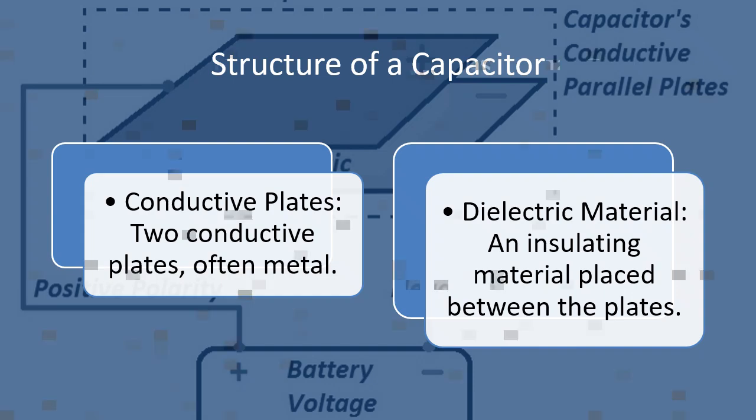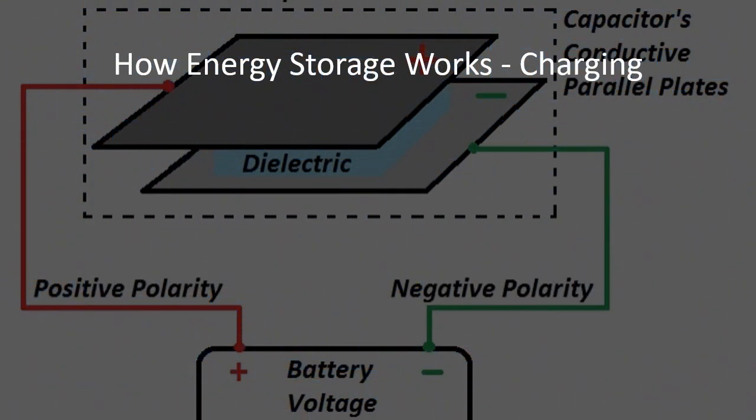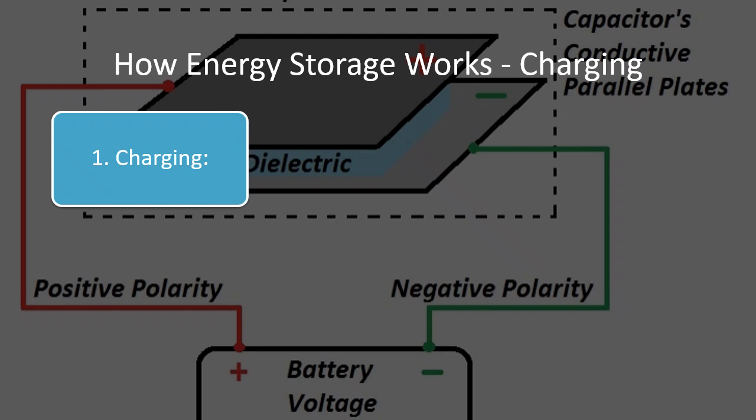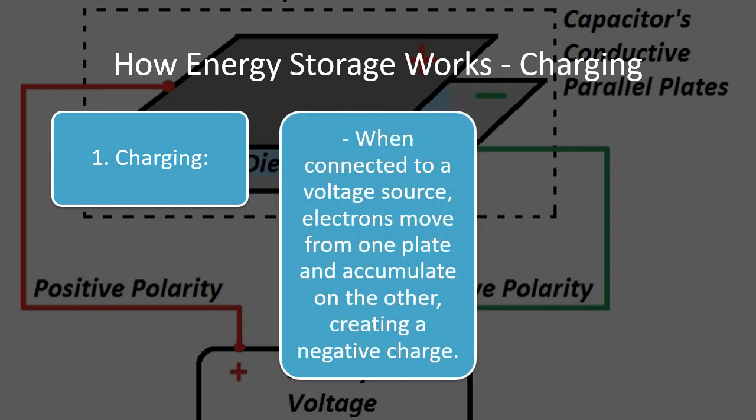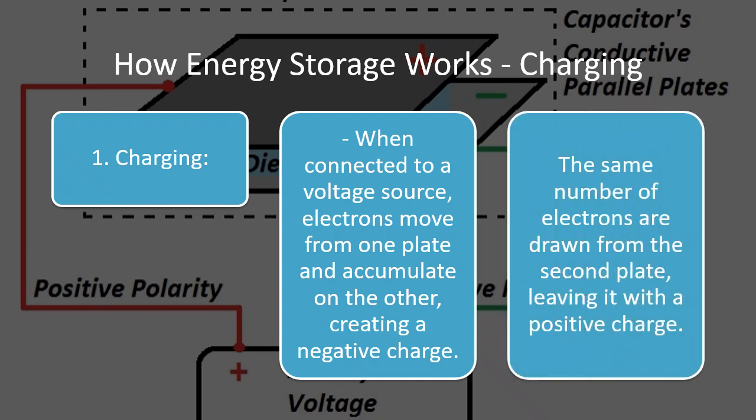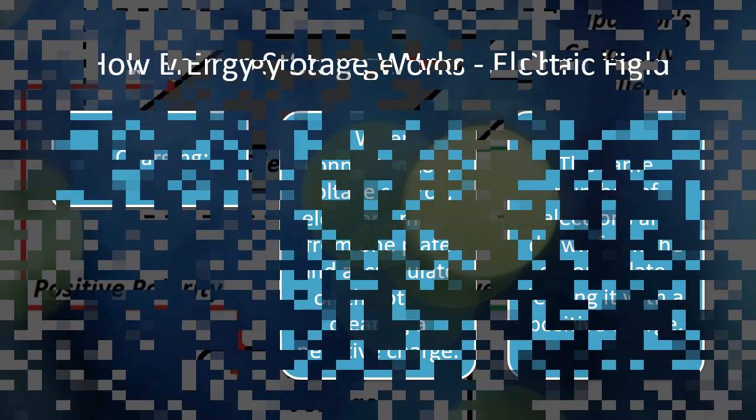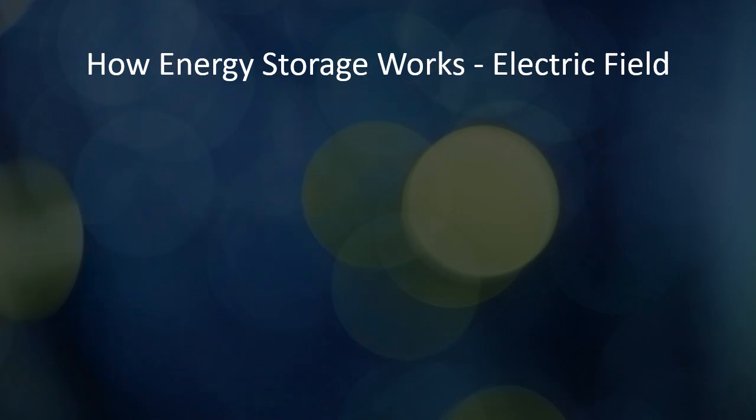How energy storage works. Charging. When a voltage source is connected to the capacitor, electrons move from one plate and accumulate on the other plate, creating a negative charge. The same number of electrons are removed from the second plate, making it positively charged. This movement of electrons is essential to the capacitor's ability to store energy.